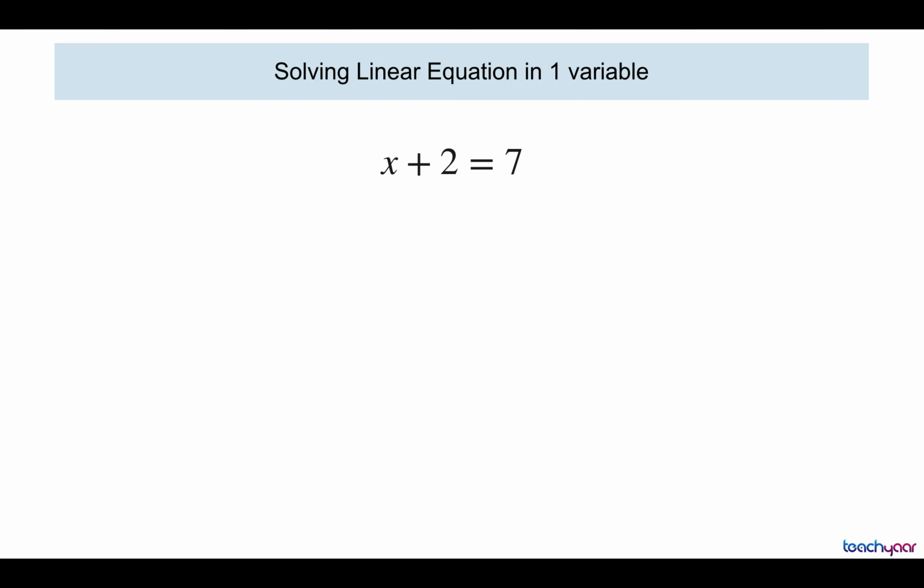One more example, so super simple, x plus 2 is equal to 7. So there's no x on the right hand side, so you don't have to worry about that. x is equal to 7 minus 2, which is 5.